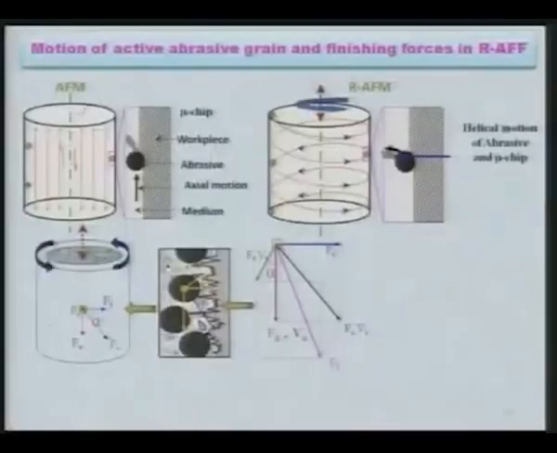Now, shown over here are the different kinds of forces that are acting. This is the radial force, this is the axial force, and this is the tangential force, and this is the resultant force that is acting over there in case of the normal AFF process, and this is the force diagram for the rotary AFF process. Various forces are shown over here, and it has been shown in different research papers that the performance of rotary AFF is better than the normal AFF process.